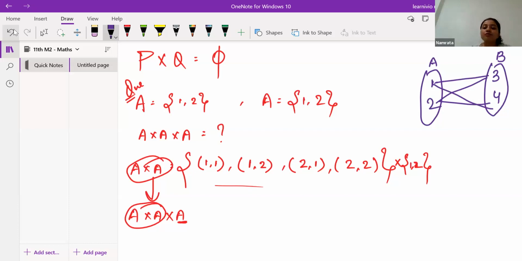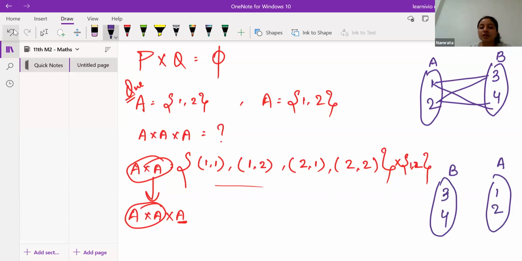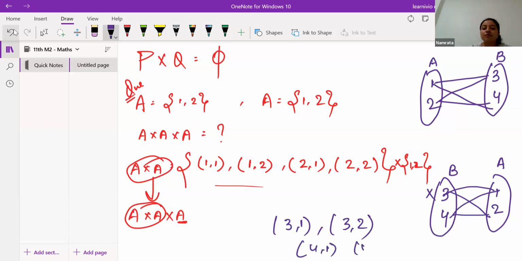Now if you have to find B cross A, you are taking B at first and then you are taking A. B has the elements 3, 4, and A has the elements 1, 2. Now let's make the combination: 3 with 1, 3 with 2. So 3, 1 and 3, 2. Now there is no other element, so the work of 3 is done. Now you will take 4, 1 and 4, 2. This is how you are getting B cross A.